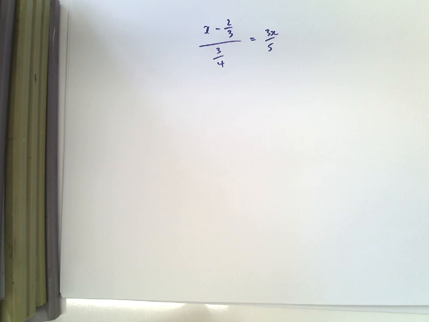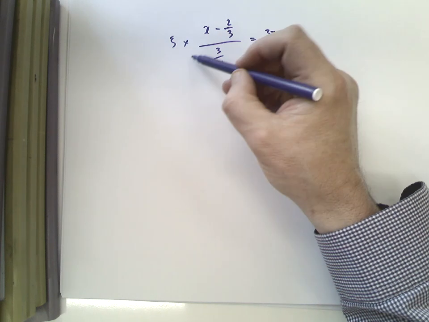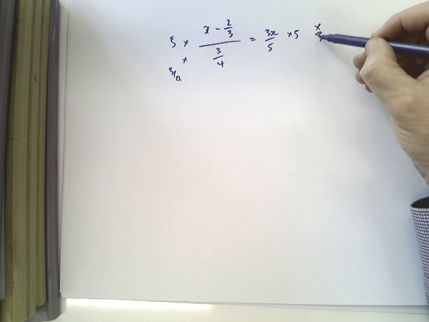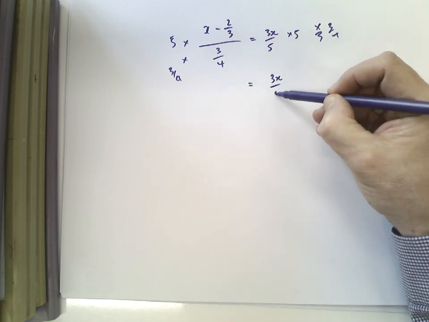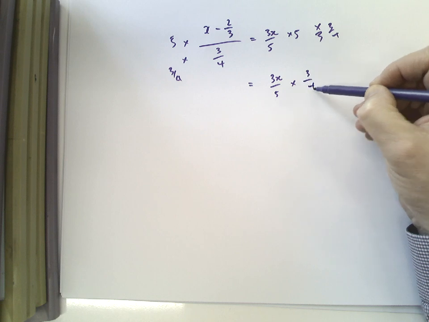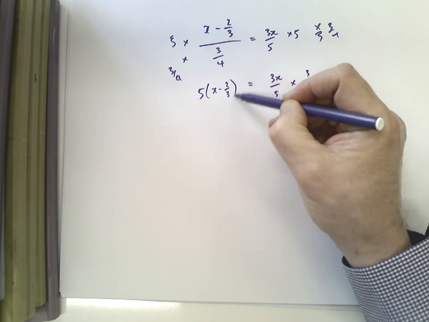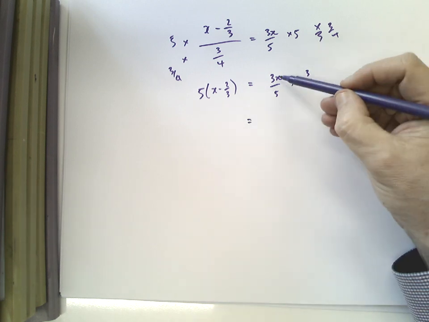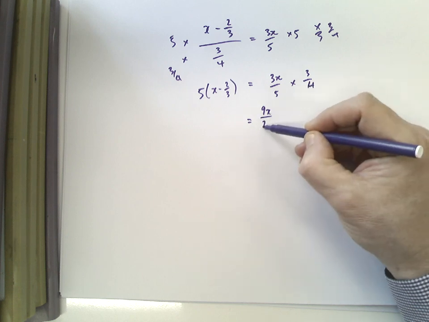But how am I going to solve this? Well, I'm going to start by cross multiplying, funnily enough. I'm going to times this side by 5, I'm going to times this side by 5, and I'm going to times this side by 3/4. I'm going to times this side by 3/4. Well, that's not 3/4, there it is. So I'm going to get 3x over 5 times 3 over 4. And I'm going to get 5 lots of (x minus 2 over 3) to 4. So, timesing a fraction, 3x times 3 is 9x, and 5 times 4 is 20.